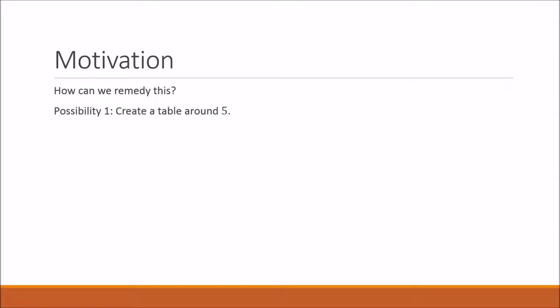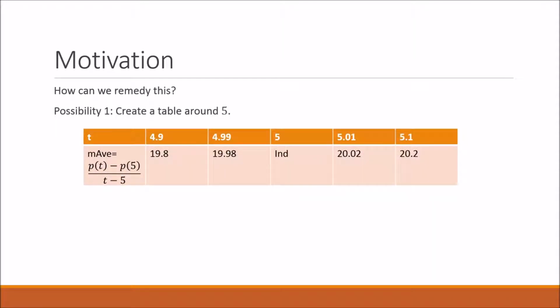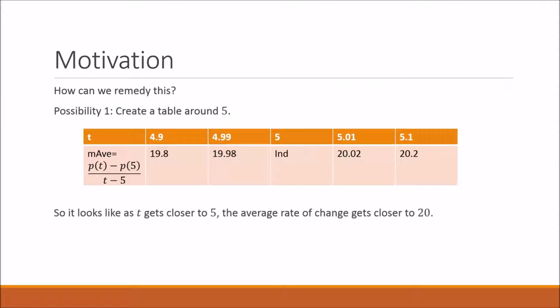Well, possibility 1 is to create a table around 5. So we're going to look at t values of 4.9, 4.99, 5.01, and 5.1. And we know that at 5, we get that indeterminate form 0 divided by 0. If we look at 4.9, we get 19.8. If we look at 4.99, we get 19.98. If we look at 5.01, we get 20.02. And if we look at 5.1, we get 20.2. That'll lead us to conclude that maybe as t gets closer to 5, the average rate of change gets closer to 20, meaning that when t is equal to 5, the instantaneous rate of change is equal to 20.